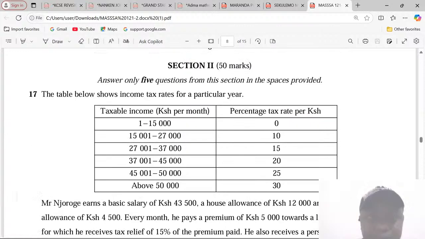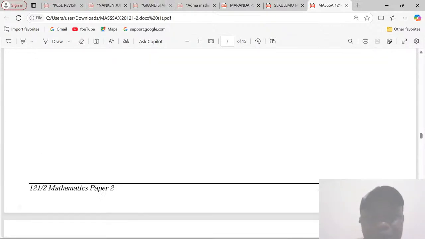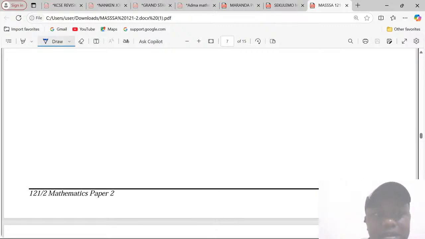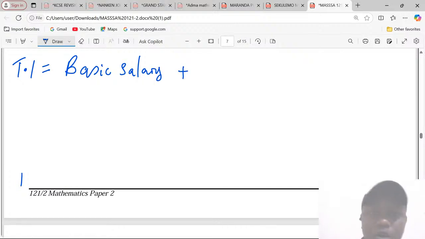Like this question. Through these questions, we are also going to be highlighting some of the formulas, or some of the ways in which a few terms can be calculated. For example, we know that a taxable income is usually given by basic salary plus, some people will say all allowances, but I dispute that and I say taxable allowances.